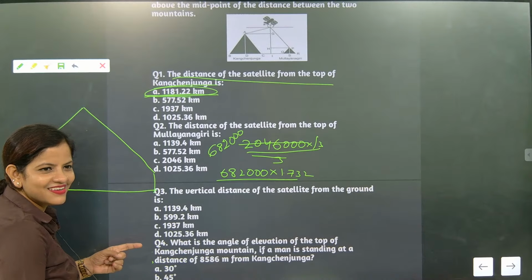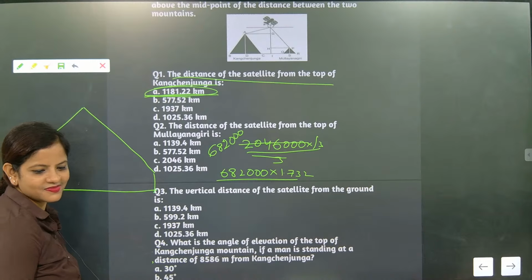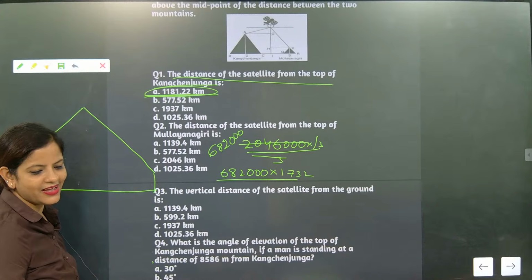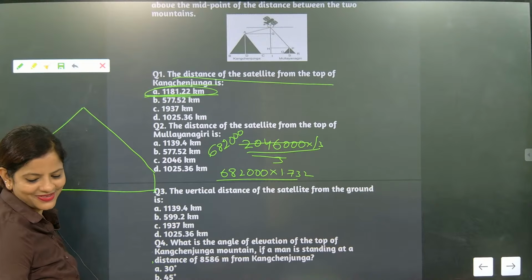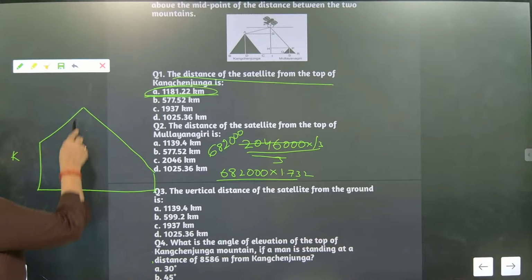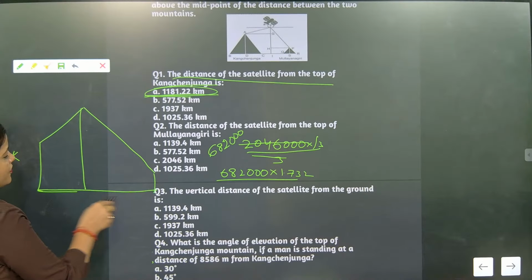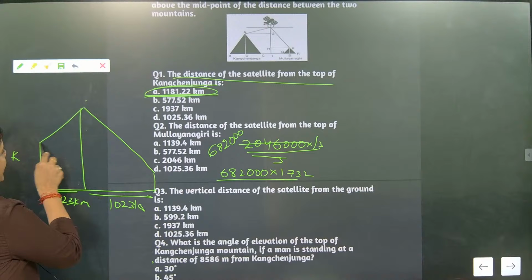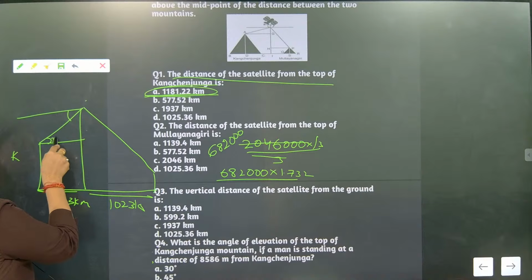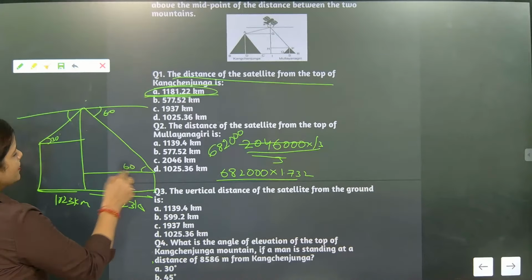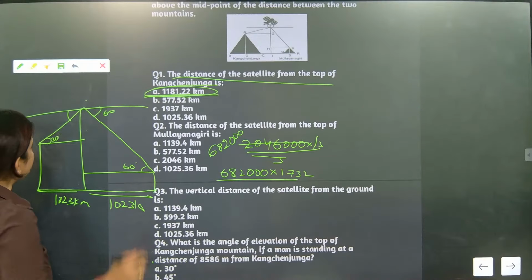And the distance between them is given in kilometers. So the distance between them is given in kilometers, and they told that the satellite is in the middle of that. That is coming as 1023 and 1023 kilometers. That is the satellite, and the satellite is making a depression angle of 30 degrees, and from here it is making 60 degrees with this mountain. So this one will become 60 degrees. Correct now?